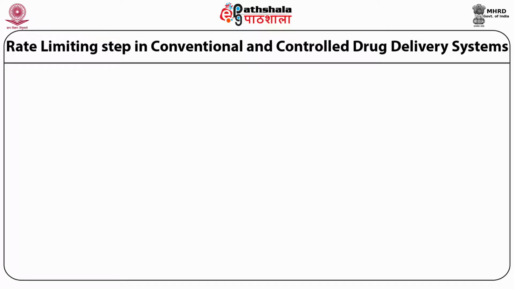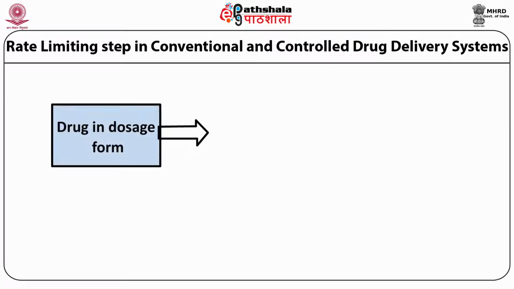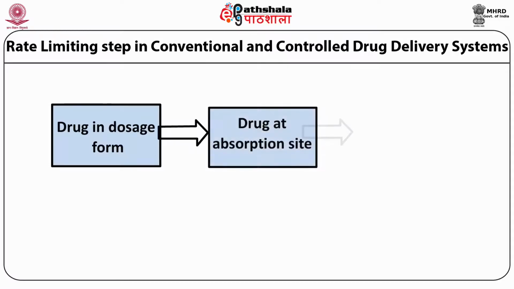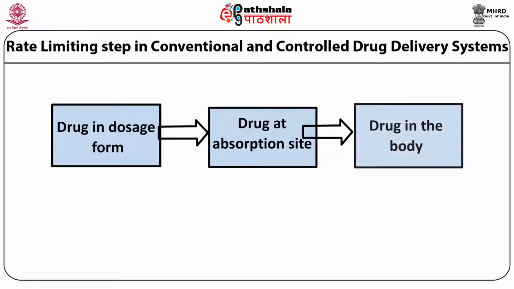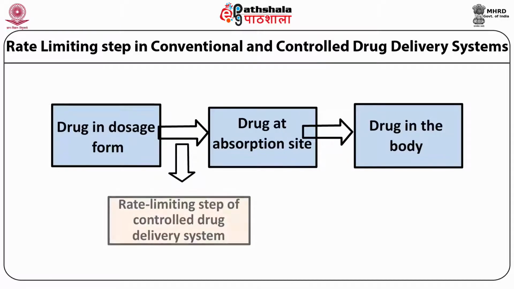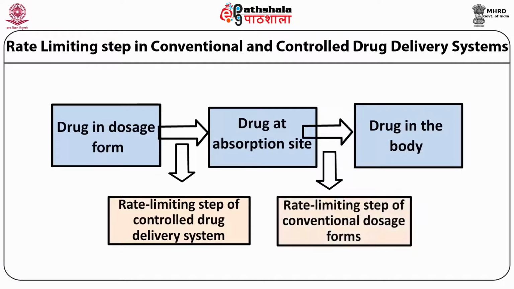In case of a conventional drug delivery system, the drug is present in a dosage form. It immediately releases at the absorption site, which probably is your GI tract, finally traverses into the body, and the limiting step is at the point after absorption. While in the case of the controlled drug delivery system, the whole focus is on the designing of the dosage form, and the rate limiting step is based on how it behaves and in what manner it is released from the dosage form.